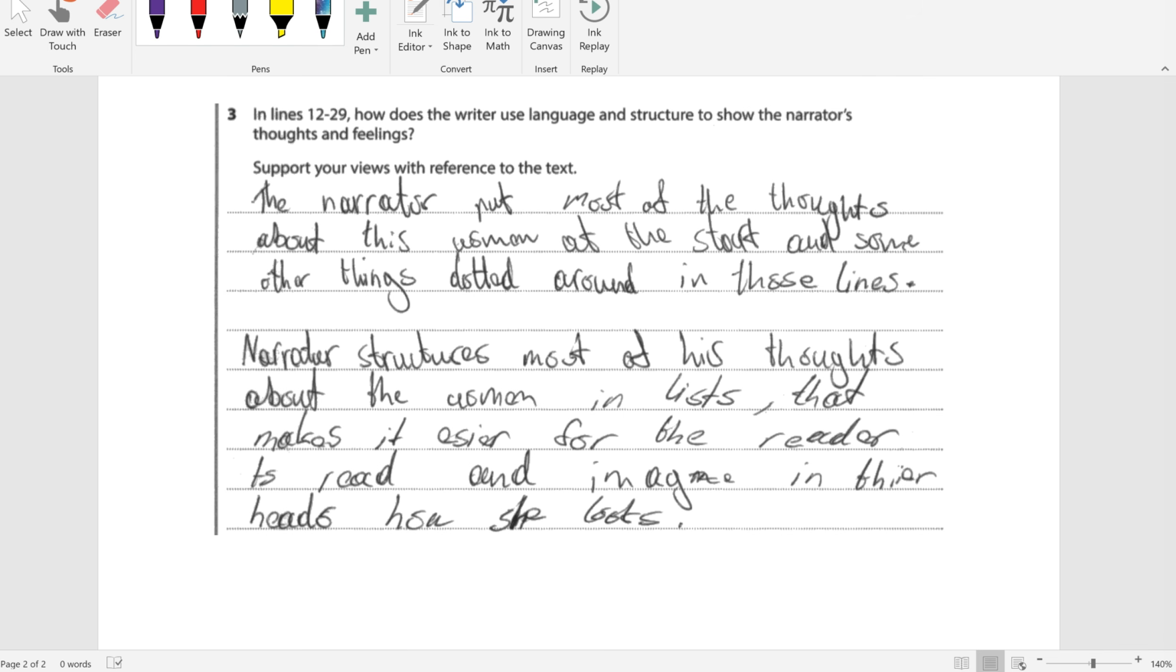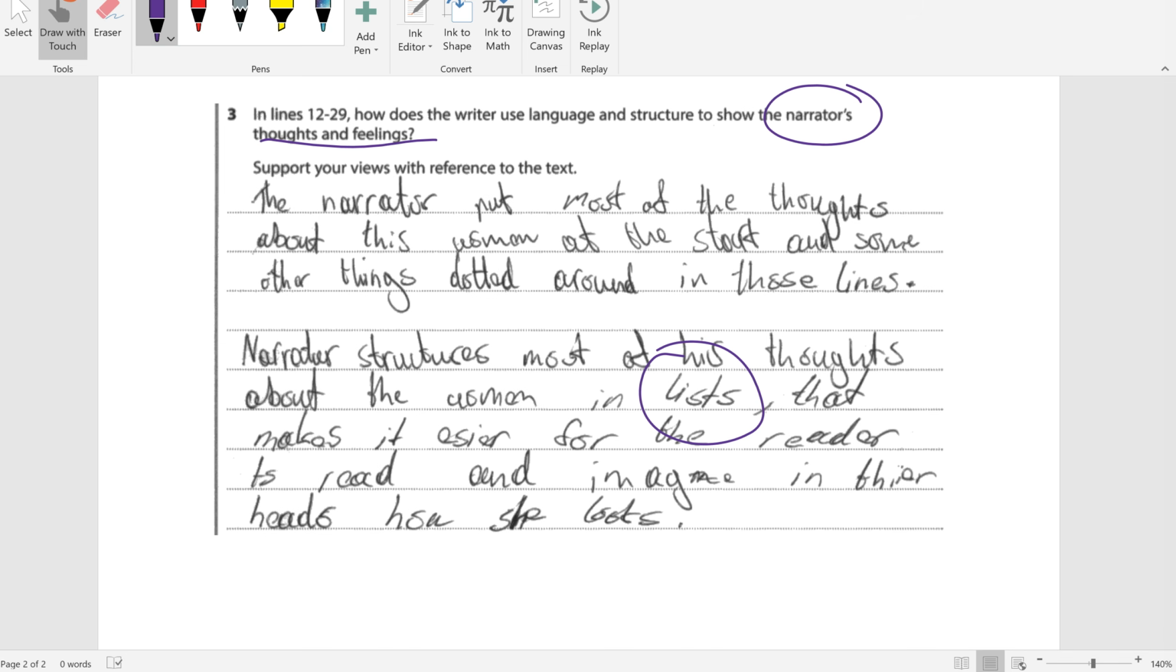Okay, so if you have a look at that one, the first paragraph doesn't really say anything, does it? Just about, it's got some things in the lines, but it's not saying anything, so it doesn't really get any marks. And then they talk about lists, so that's fine. So that is some structure that they've talked about lists, but it doesn't give an example, and here's the classic mistake. It makes it easier for the reader to read and imagine in their heads how she looks. Okay, fine, but it doesn't show the narrator's thoughts and feelings. Okay, so that would only get 1 mark, that one.